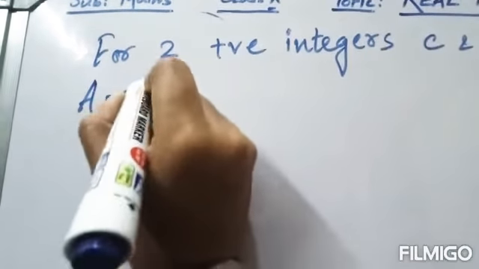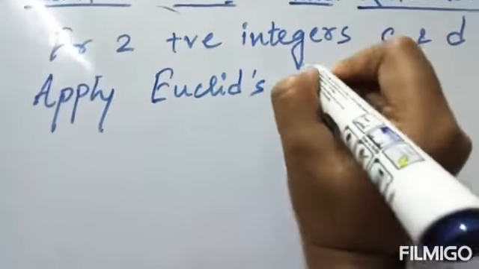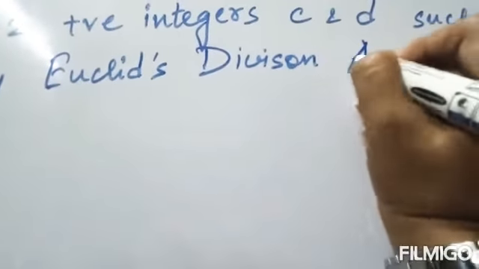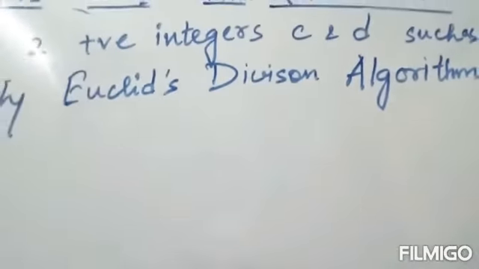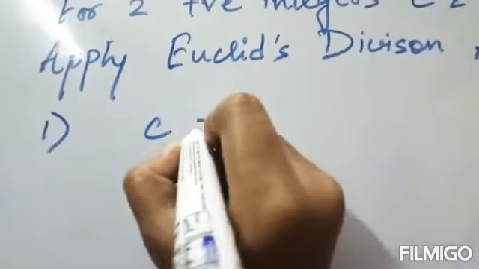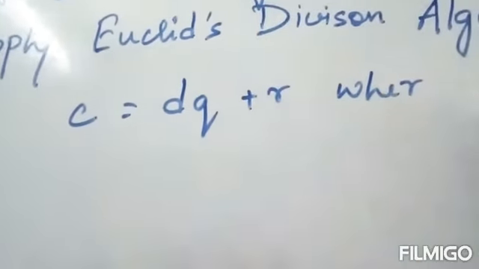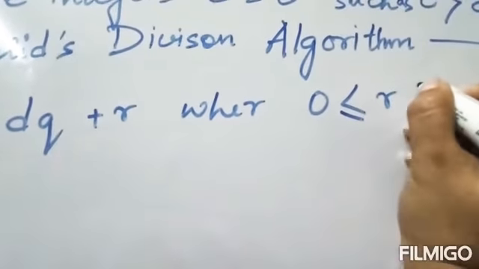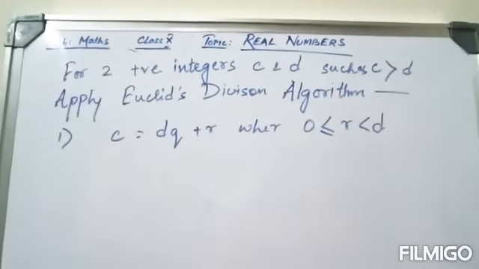Apply Euclid's division algorithm: C is equal to dq plus r, where r is greater than or equal to 0 but less than d. Okay.